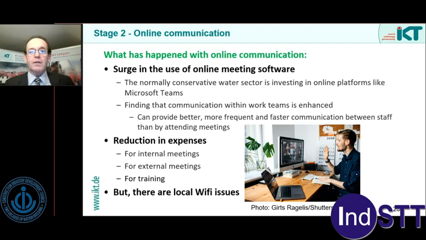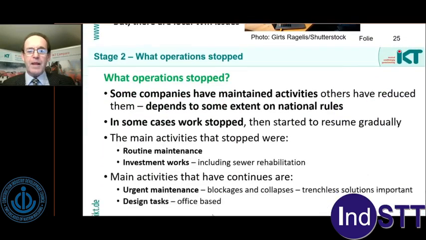But the really big thing I think that has come out of it is this online communication, surge in use. Now, the water sector is pretty conservative, and over the years, many people have been trying to say, let's communicate online rather than having to have endless meetings and traveling halfway across the country in order to have sales meetings and project meetings. But they've actually discovered, most water companies, that it works well. The communications are faster. There's also, for them, a pleasing reduction in costs for conducting meetings, for traveling, for training.